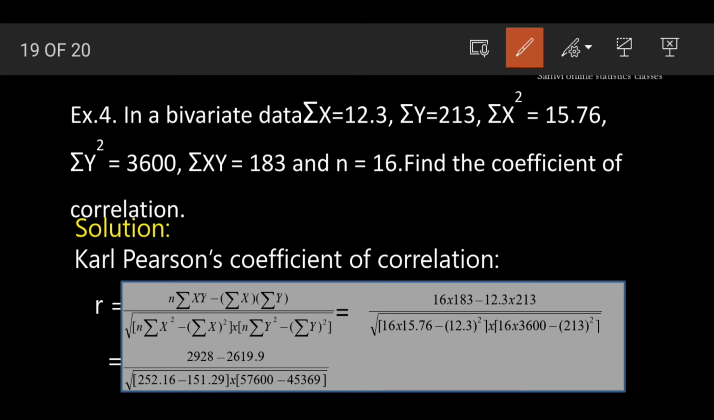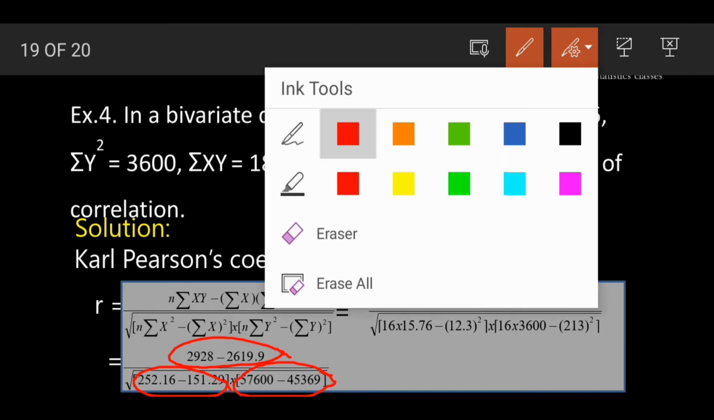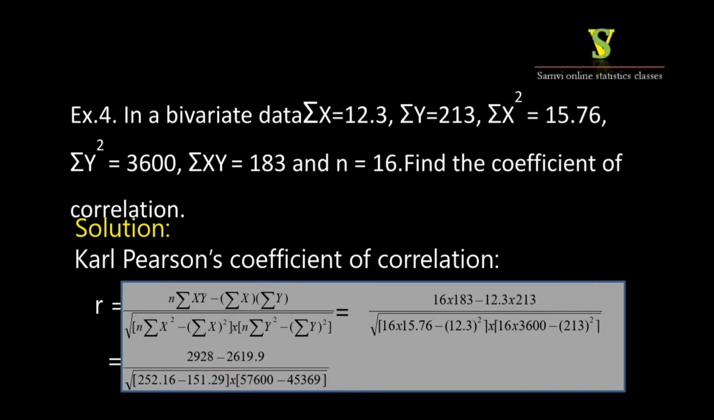How to simplify? First you subtract the numerator part, then this bracket part will be simplified this side, and also this will be simplified. If I simplify, we'll get the result like this. So here we'll get 308.1 divided by square root of 100.87 into 12231 it is.